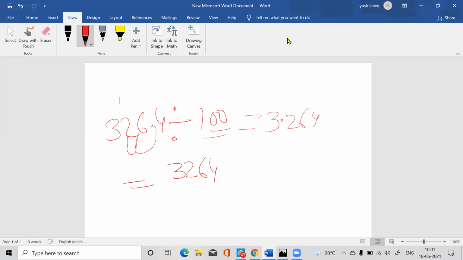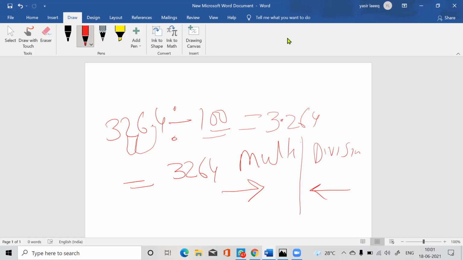Remember, beta, in multiplication and division, in case of zeros, you just have to count the number of zeros and shift the decimal places accordingly. In multiplication we have to go forward, and in division we have to go backward. Is it clear? This is the case when we have zeros in division.